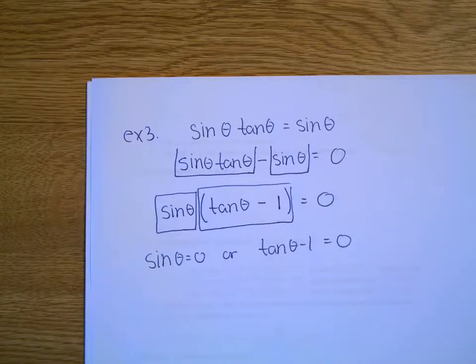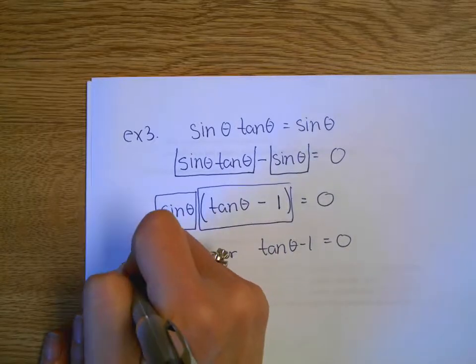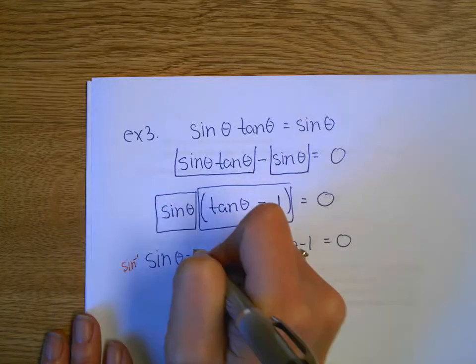So the first one's ready for the inverse sine on both sides. You don't have to write this out. You can just go right to your circle sheet if you're ready.